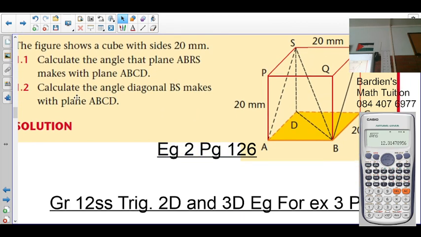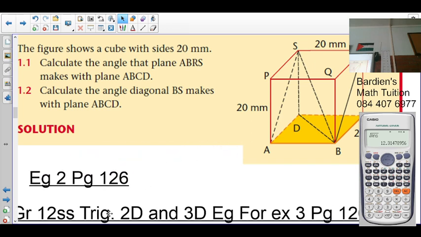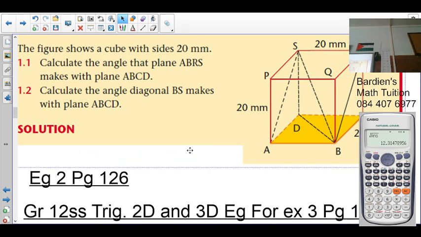The figure shows a cube. What's a cube, people? So a cube is constructed of 6 squares, no? So we mean to say all the lengths are equal on the cube. Okay, the height, the length, the breadth, it's all the same. In this case, it's going to be 20 millimeters.